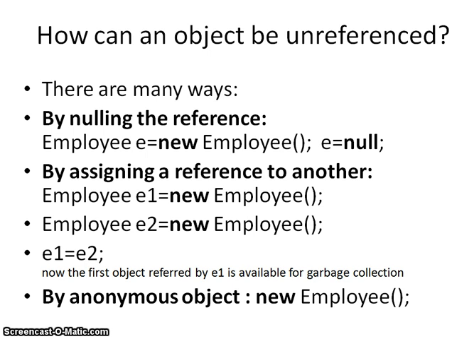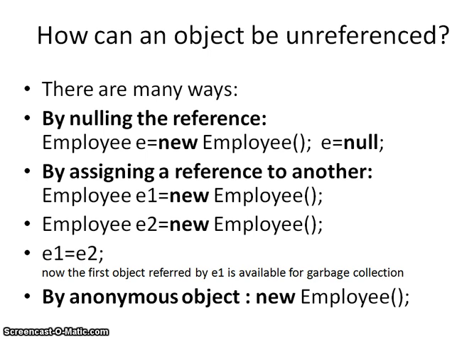Java itself, the system, will call the garbage collector when the reference is null. A second way is by assigning the reference to another. For example, suppose Employee is the class, E1 is an object of that class, and I am creating the object by using the new keyword. So these are the two objects, E1 and E2, and I am going to assign E1 equal to E2.